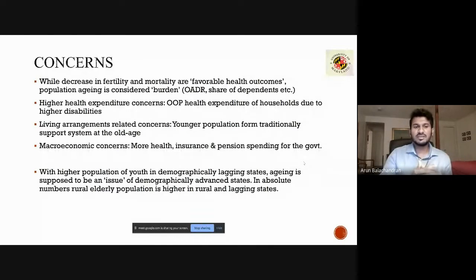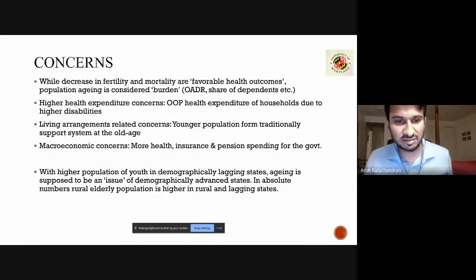The chief reasons being that there could be a rise in healthcare expenditures because of this, say out-of-pocket expenditure of households or households with higher disabilities of elderly, or the challenges with living arrangements because the younger population traditionally forms the support to old age, or there are macroeconomic governmental level concerns about more health related expenditure, health insurance related expenditure, or pension related expenditure.